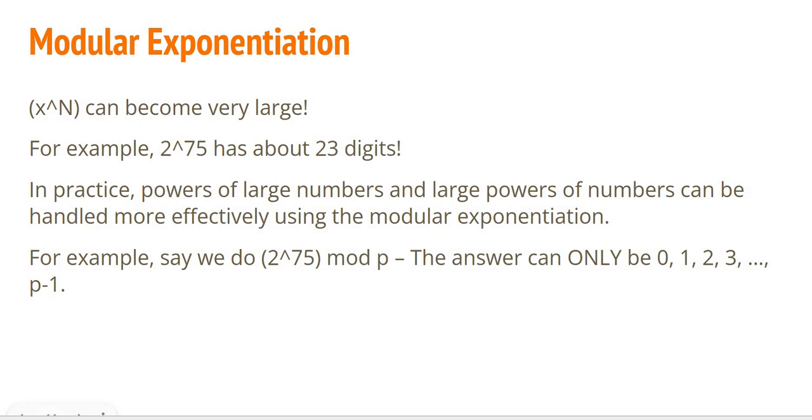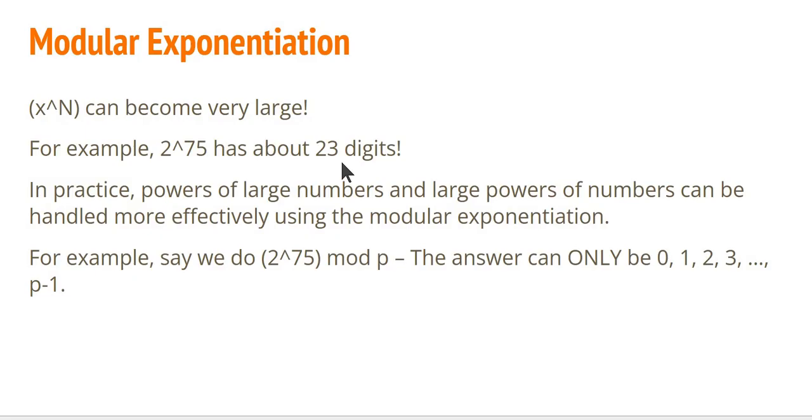So we just looked at the exponentiation problem. There is one issue, however, that x to the power of n, for different values of x and n, can become very, very large. For example, 2 to the power of 75, in fact, has 23 digits. Now, this means a lot of memory.